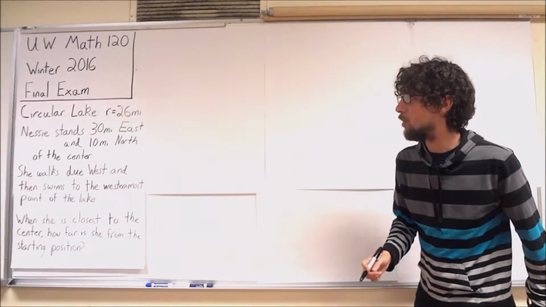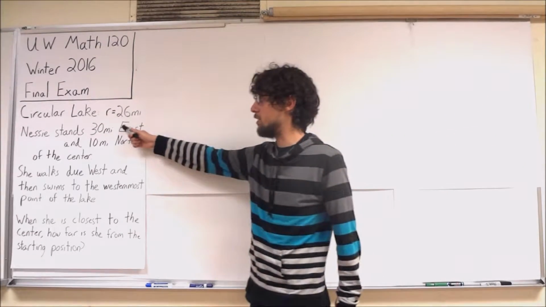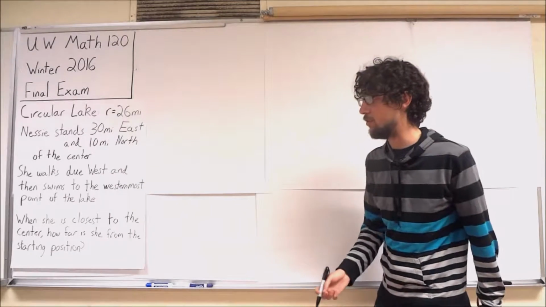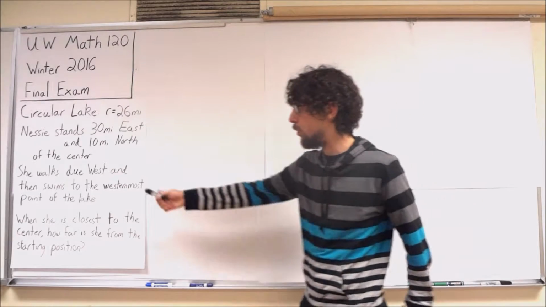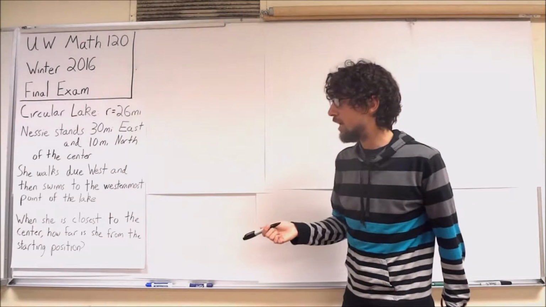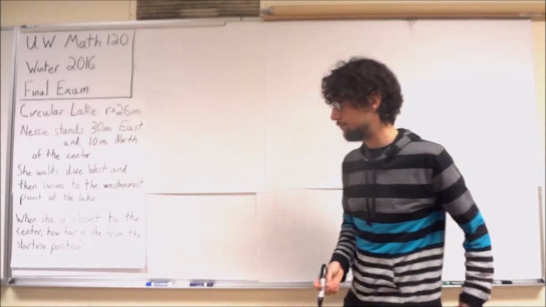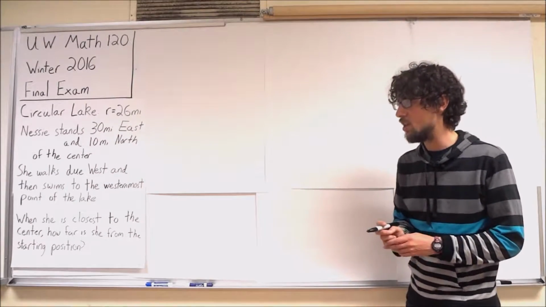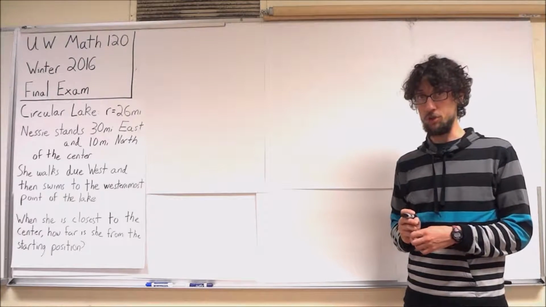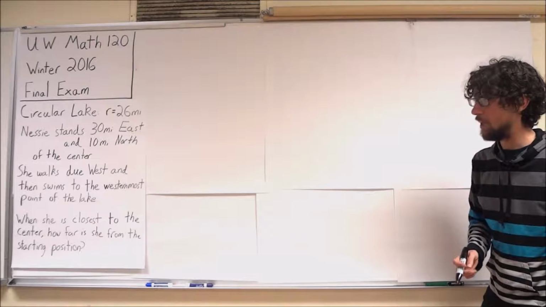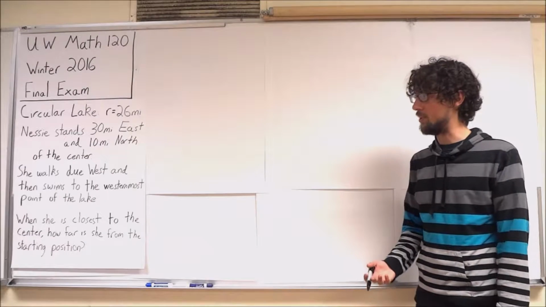And we have someone named Nessie who is standing initially 30 miles east and 10 miles north of the center of the lake. And she's moving. She walks due west. And when she gets to the lake, she swims to the westernmost point of the lake. And the question asks us, when she is closest to the center of the lake, how far is she from her starting position? If you haven't already, go ahead and pause the video and see how you can do with making sense of this on your own.